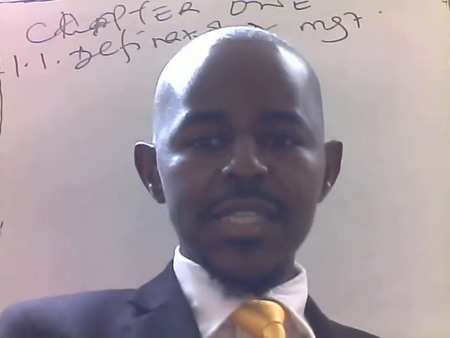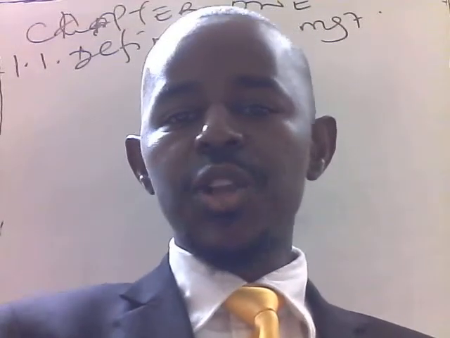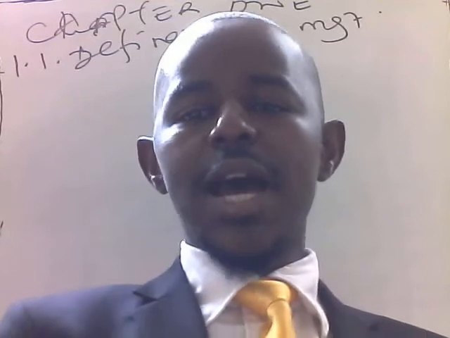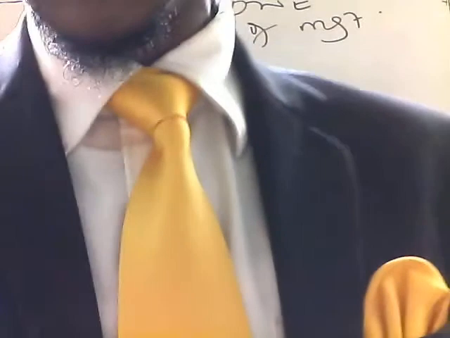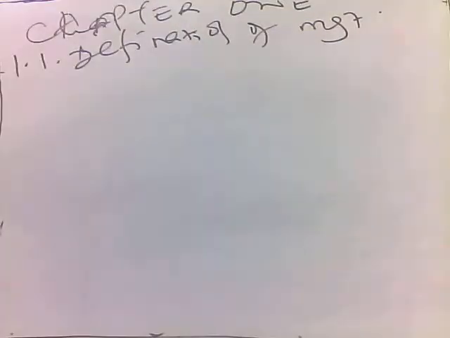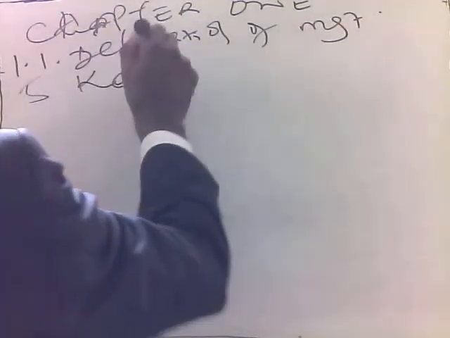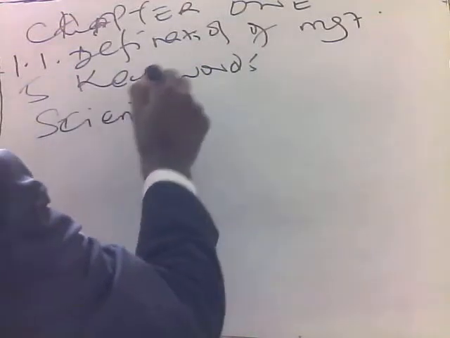Now, when you look at that definition, there are 5 keywords. Science and art. What is the difference between science and art?